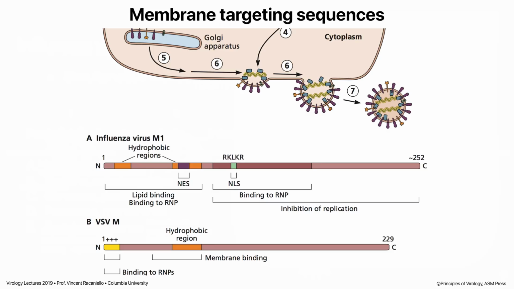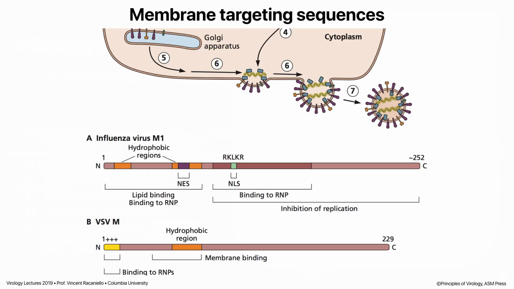And finally, it has hydrophobic regions. Those are in orange. These things are all overlapping, right? They're not just discrete sequences. Orange hydrophobic regions says lipid binding. That's what gets the M1 to the membrane by virtue of these hydrophobic sequences in the protein, which will have affinity for the membrane, and it will go up to the membrane.